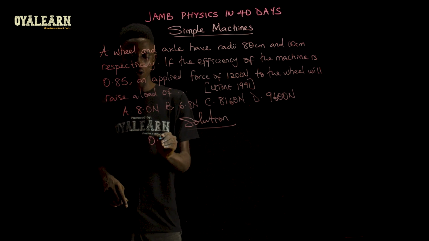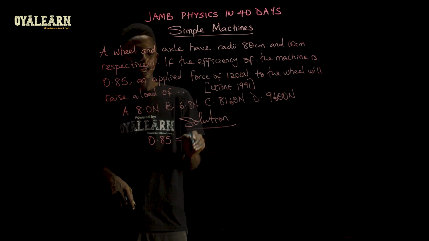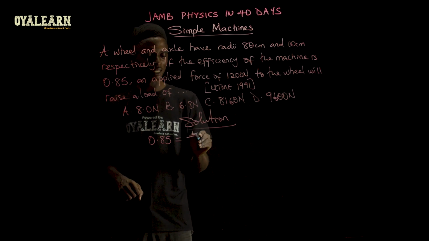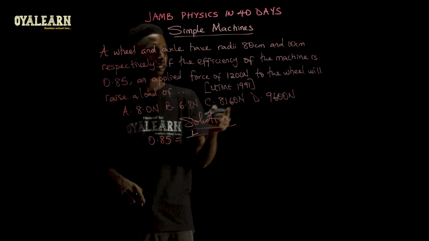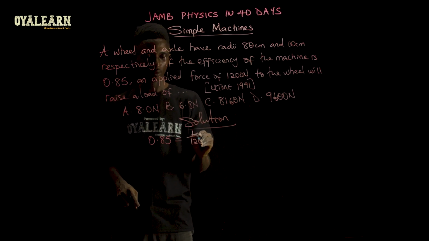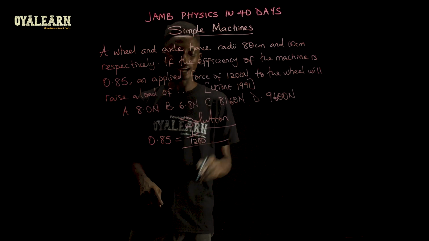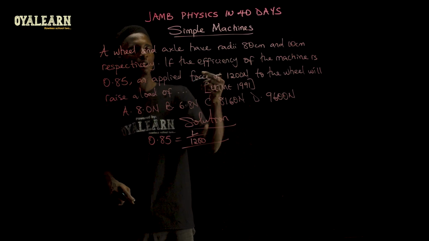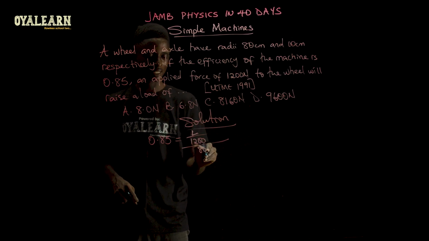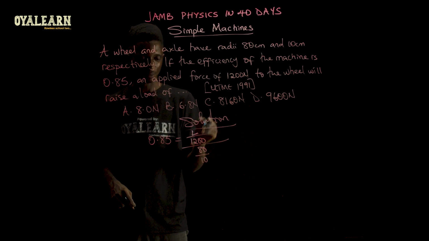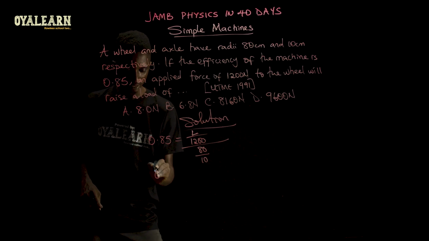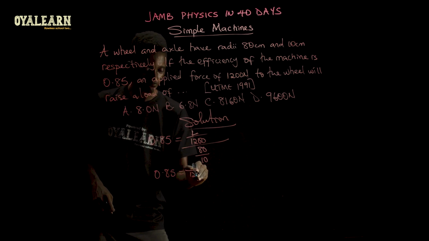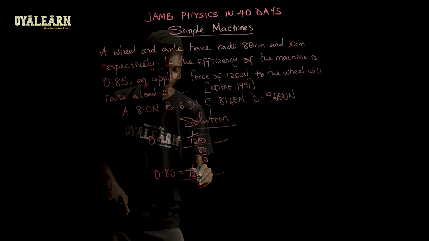Efficiency is given as 0.85, and this equals mechanical advantage, which is load over effort. Effort is given as 1,200. And then all of this divided by velocity ratio, which is the radius of the wheel over that of the axle. So that will be 80 divided by 10. So if we break this further, we're going to be having 0.85 equals load divided by 1,200 all over 8.